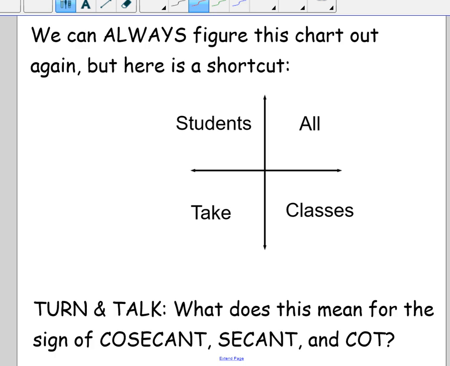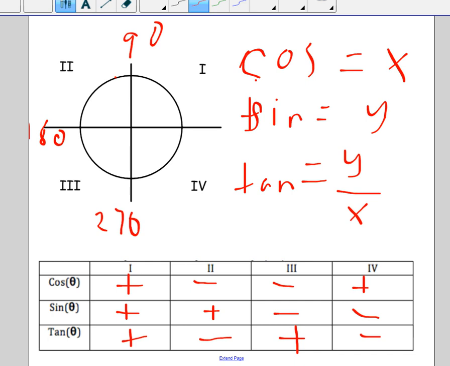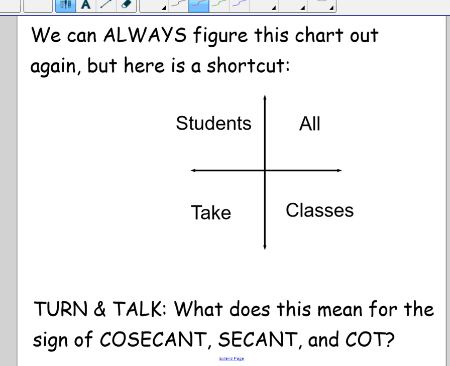We can always figure this out again because all we did was list whether x and y were positive or negative in each quadrant. But as a shortcut way of remembering this, we say "All Students Take Classes" going around the quadrants. We're looking at the starting letters of those 4 words, and that tells you what is positive in that quadrant. So in quadrant 1, all trig ratios are positive numbers.